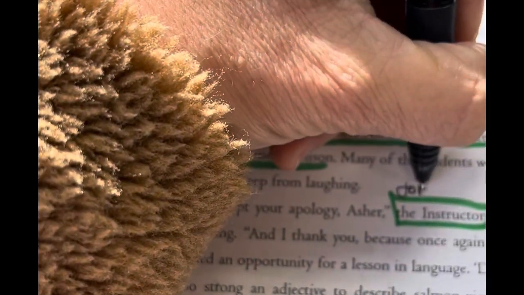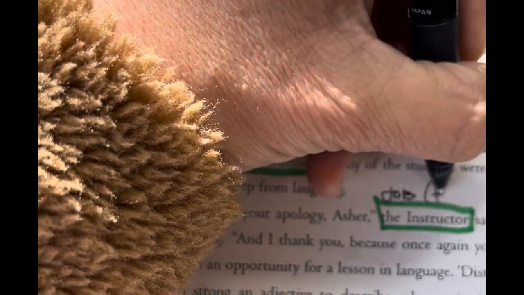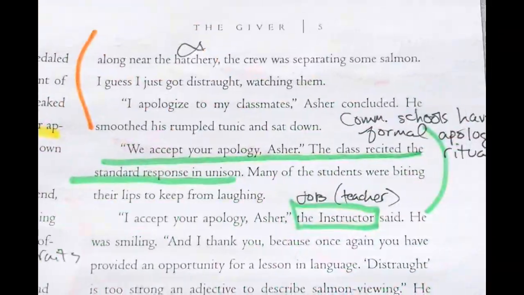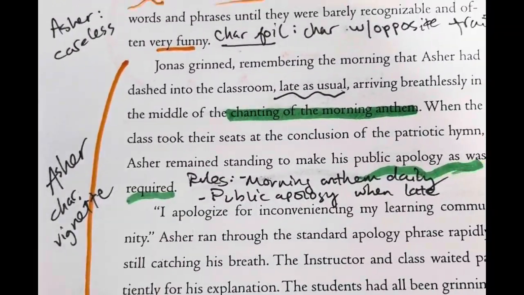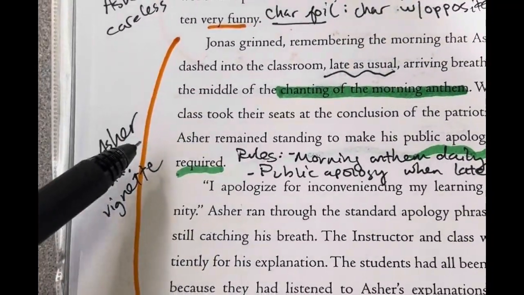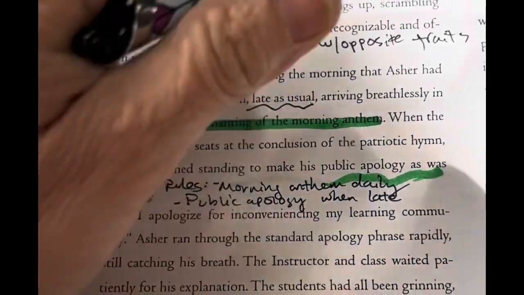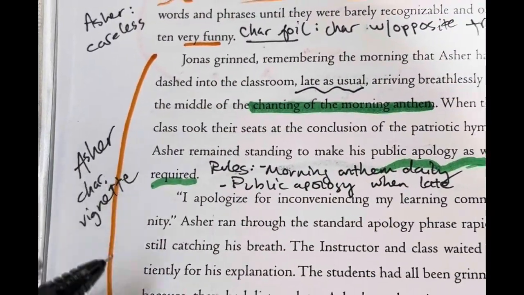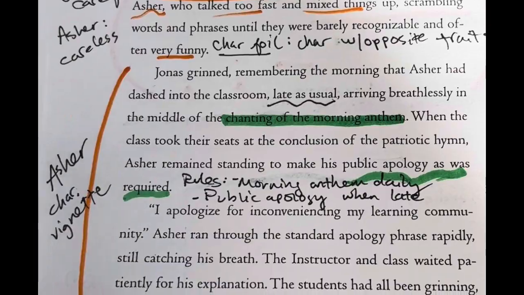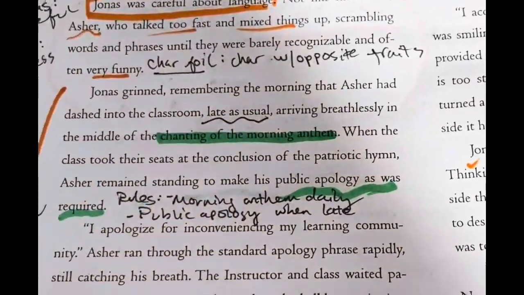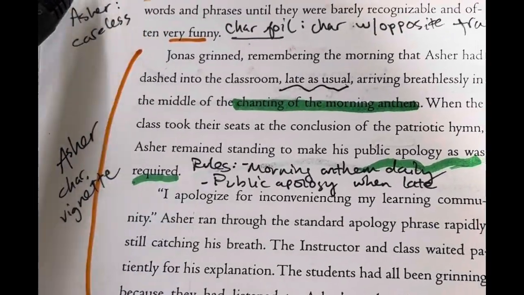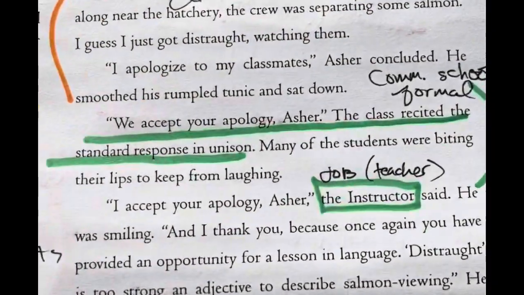So this is a job in the community. Kind of like teacher, but for some reason they call him instructor. And then another note, I just put a little orange line here so that I could come back to it if I wanted, but I'm just noting, this is a little character vignette, so to speak, right? A vignette is a verbal sketch. And this is basically a sketch that tells us what kind of person Jonas's best friend Asher is.